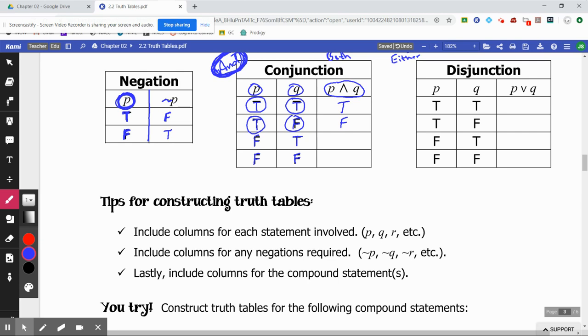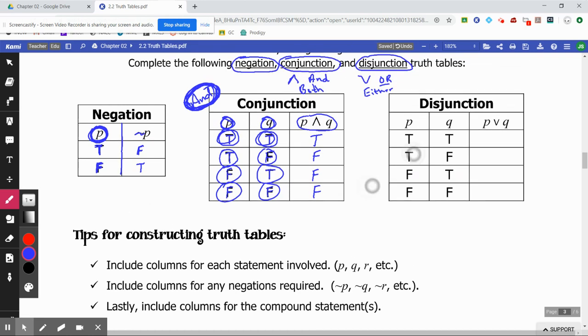Well, what if P is false and Q is true? It's still false because both are not true. Well, what if they're both false? Well, then this is definitely false. Okay. Again, it goes back to the whole 5 years old and 4 feet tall. Well, the only way that you could ride that ride is if both conditions were met.